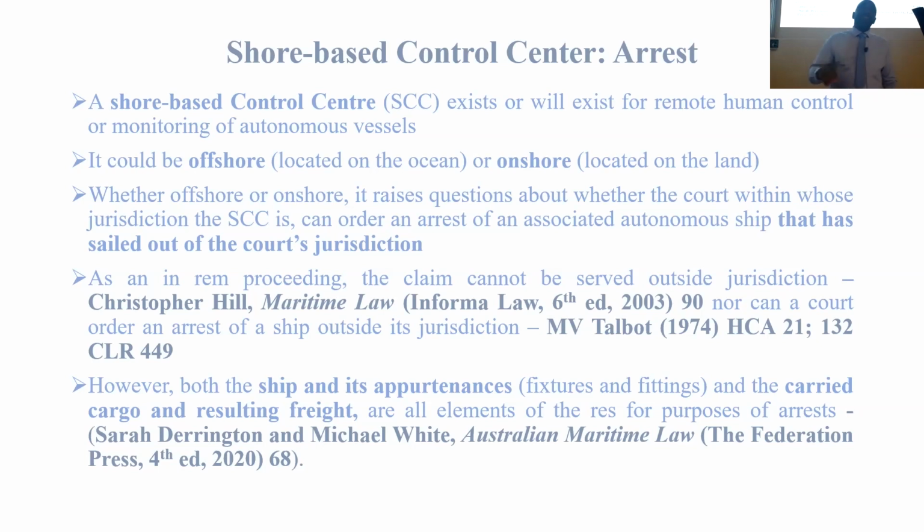But for a court to have jurisdiction over a ship, that ship must be physically present in that city or within the jurisdiction of that court. But now we are talking of a situation whereby the control center may be on the land, but the ship is somewhere in Asia or maybe in Europe. So do we now say that the presence of the control center here in Brisbane gives the court jurisdiction over a ship outside Australia? So these are also some of the issues that will arise.